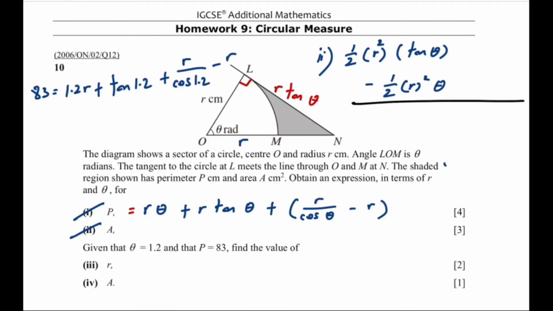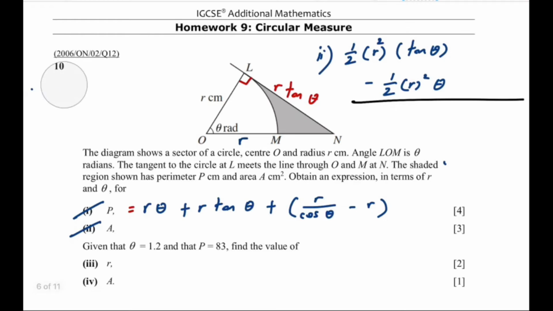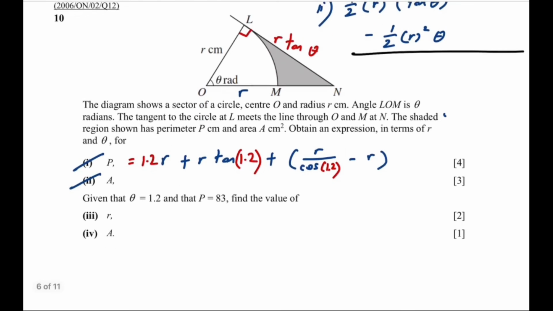Oh, I forgot the r here. Okay, let me write again, everything. Just use the answer here, it is easier. I just change this one to 1.2, 1.2, 1.2. So 1.2 r. Okay, so the idea is everything with r, right?